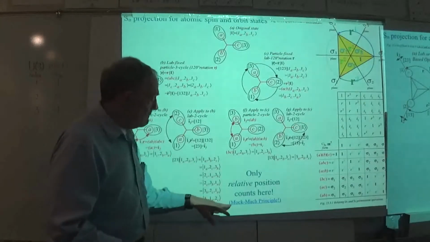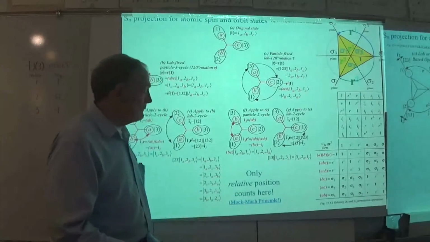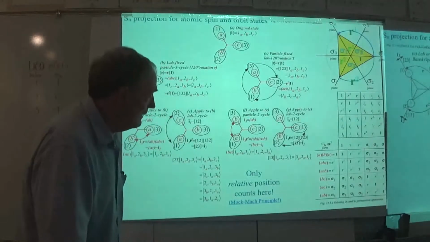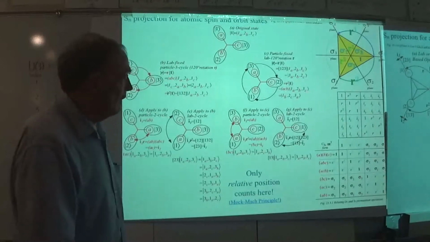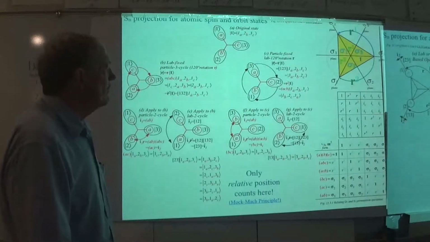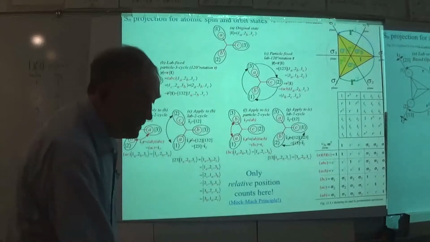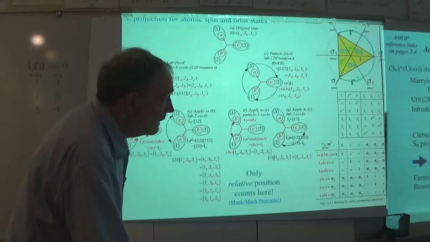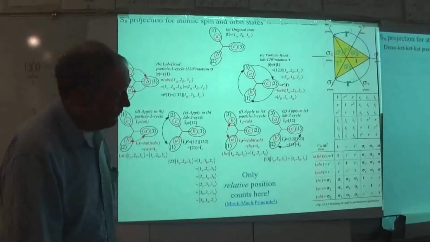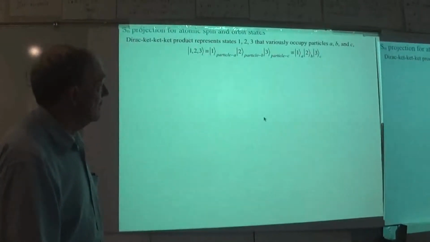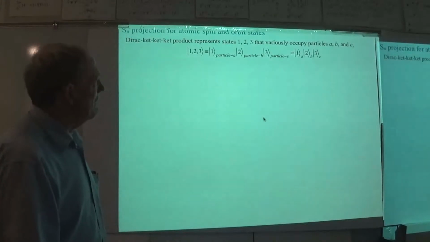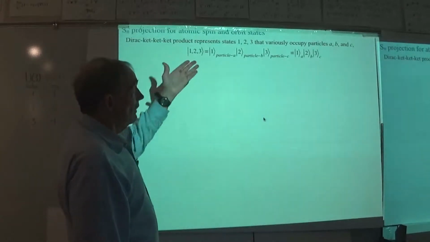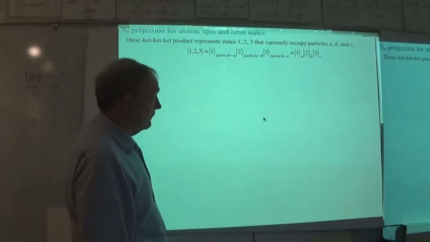But the idea here is that only the relative position of these two things, the states and the particles, counts. So this is just one more manifestation of the Mach principle that I like to make fun of for group theory, for transformation theory, for wave function theory in general. So we will make use of that enough before we're done today to maybe have you thoroughly hate it, but let's go for it.